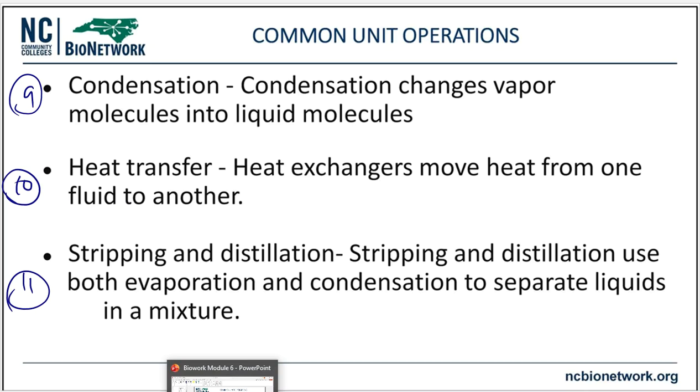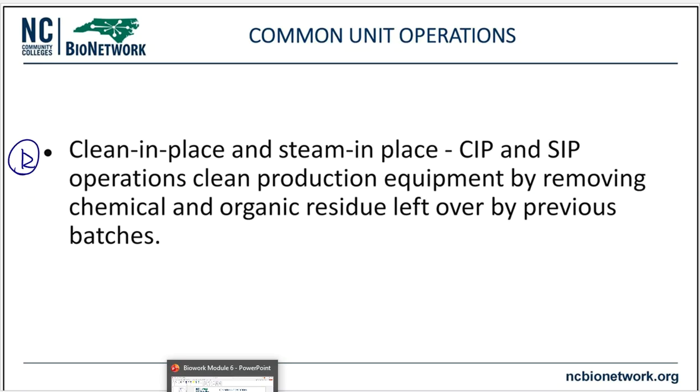And then finally, number 12, clean in place and steam in place. Remember, CIP and SIP. This is basically all about cleaning production equipment, and we are removing stuff. And what stuff are we removing? Well, that's chemical and organic residues. So all of this can also be unit operations that we can talk about. And we are going to revisit some of these concepts as well.